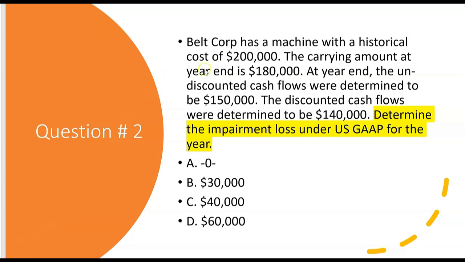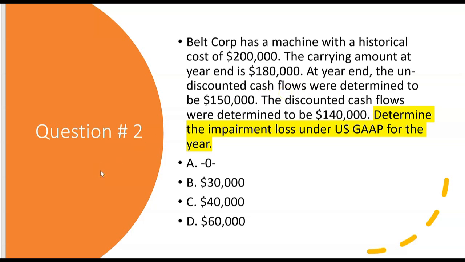So let's look at the facts. Belt Corp has a machine with a historical cost of $200,000. The carrying amount at year end is $180,000. Why? Because of depreciation, I guess, right? You bought it for $200,000 and the carrying amount in the books, the book value, is $180,000 at year end. So book value and carrying value, same thing. Make a note of it. Book value and carrying amount at year end is exactly the same, $180,000. But the cost was $200,000. Why? Depreciation. At year end, the undiscounted cash flows were determined to be $150,000.